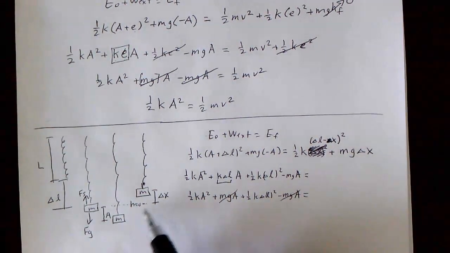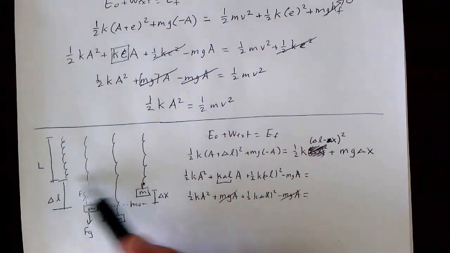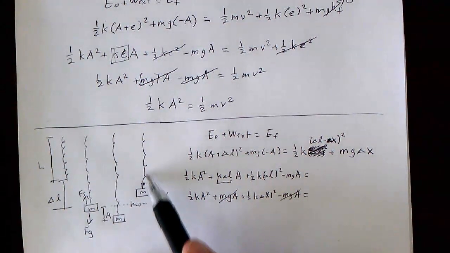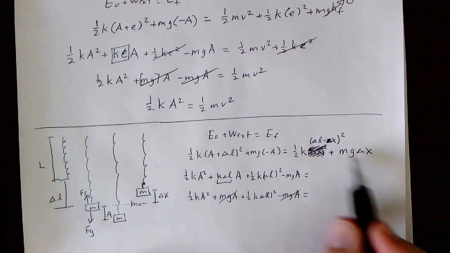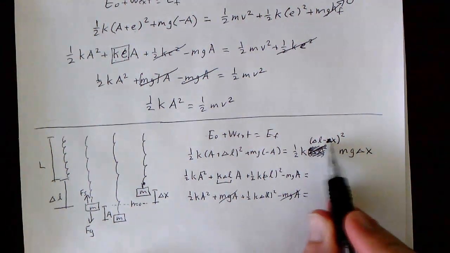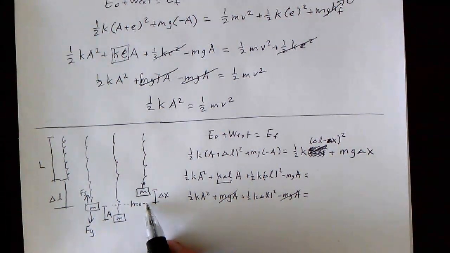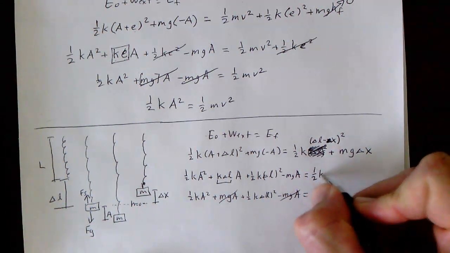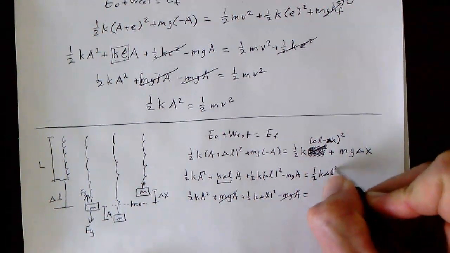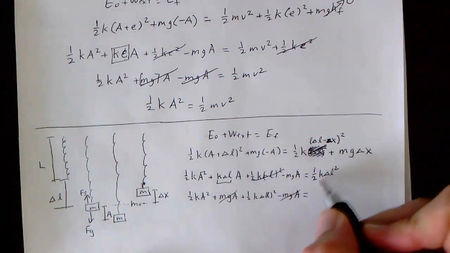And then now the spring is not stretched quite so much. It wants to be at relaxed length L. And when I took delta L minus delta x, that is going to be the change in length of the spring, how much it's stretched. And then we also have gravitational potential energy of mg delta x. I'm going to work on this side over here, 1/2 K delta L squared, and that is going to cancel with this 1/2 K delta L squared.